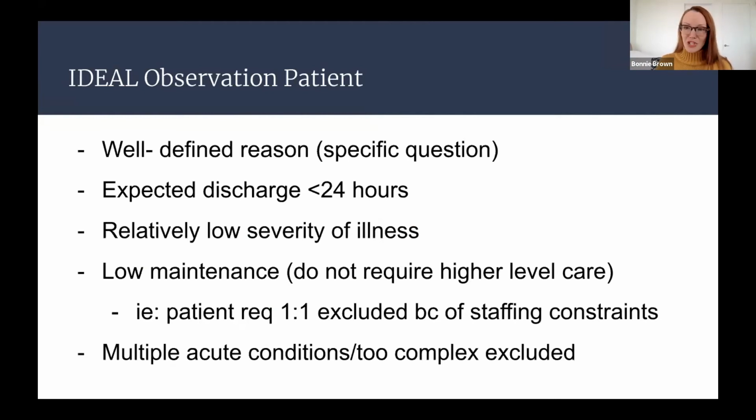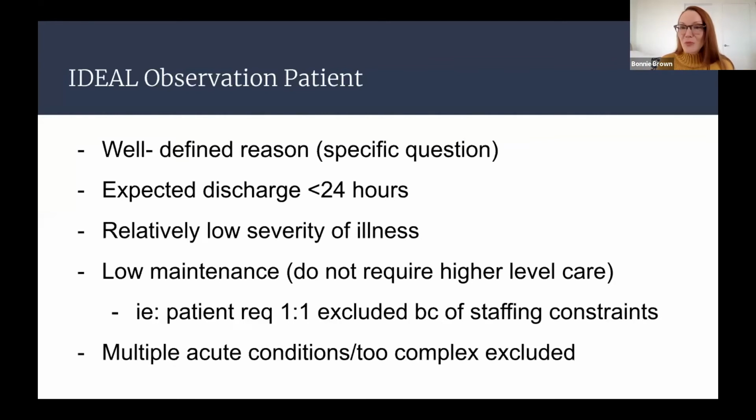Patients that you expect to go home within the next 24 hours. So for all the reasons that I mentioned earlier, they should have a relatively low severity of illness and be low maintenance and not require any higher level of care. The nursing staffing ratios for observation units are not as robust as inpatient units, so you have to consider that based on your institutional needs. We exclude patients that are on one-to-one because we don't have patient care techs, we don't have people to do one-to-ones. So we exclude patients that are acutely intoxicated or have severe behavioral disturbances for that reason.